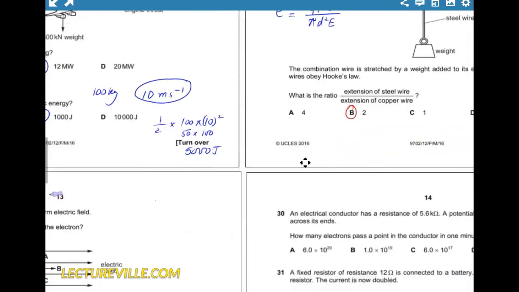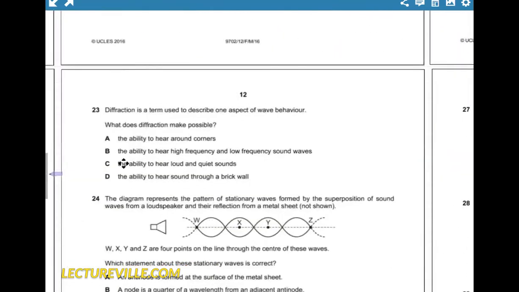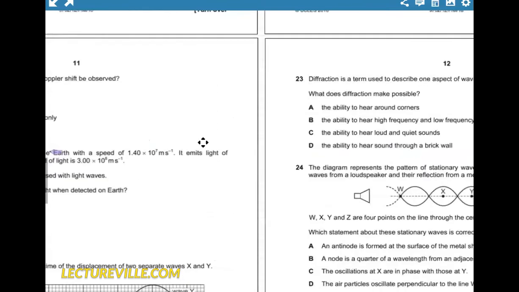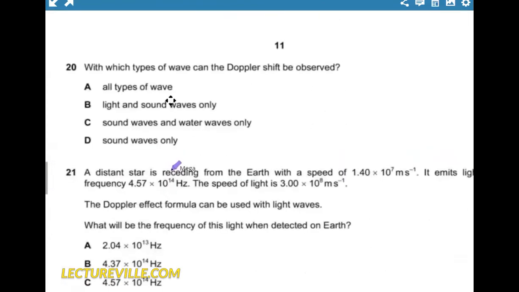Next question is question 20. With which type of wave can Doppler shift be observed? All waves, all types of waves. That is a basic knowledge-based question. So it is all types of waves.